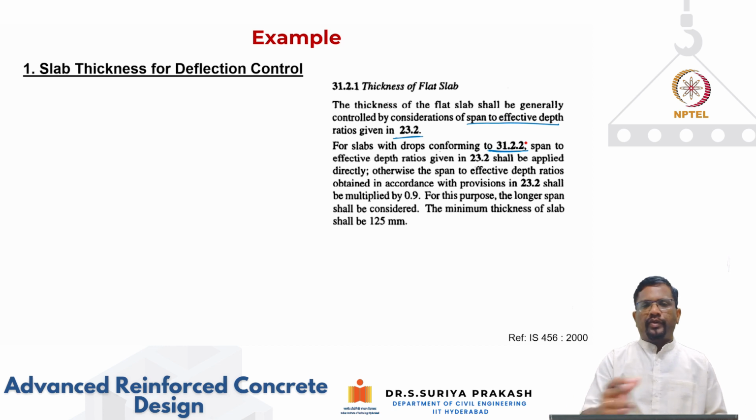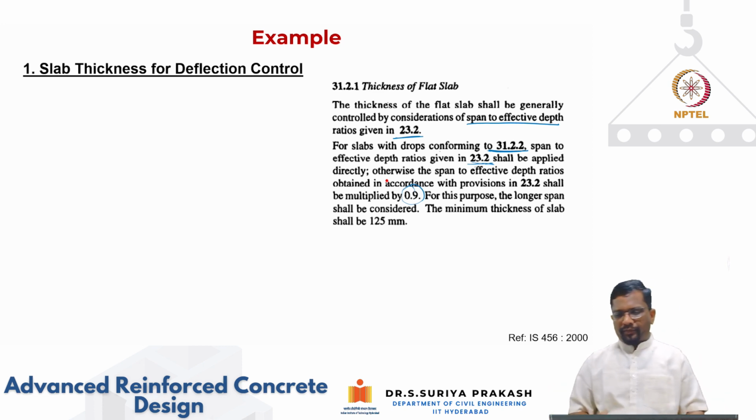So, if you are providing a drop panel in accordance with 31.22, in other words, the dimensions of the drop should satisfy the minimum requirements given there, then 23.2 can be directly applied, right? But if you're not providing a drop panel, then you further multiply this by 0.9. Okay. And also, the longer span shall be considered.